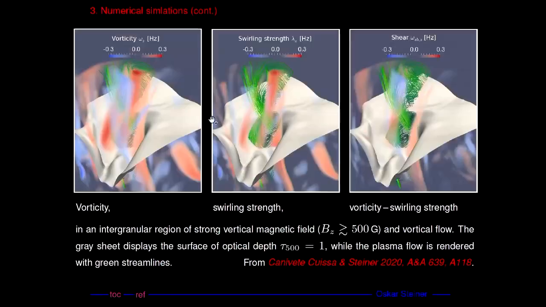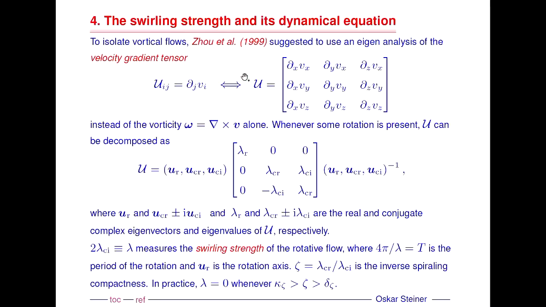Here is a plot of the gray. This would be the solar surface. Green is our streamlines, and this shows the vorticity. And of course, we know now the vorticity includes a lot of shearing and not only rotation. And when we plot then the swirling strength, we have a nice vortex tube. Also here in the background, there are several vortex tubes which are not clearly visible in the vorticity. So the swirling strength is, of course, a much better quantity.